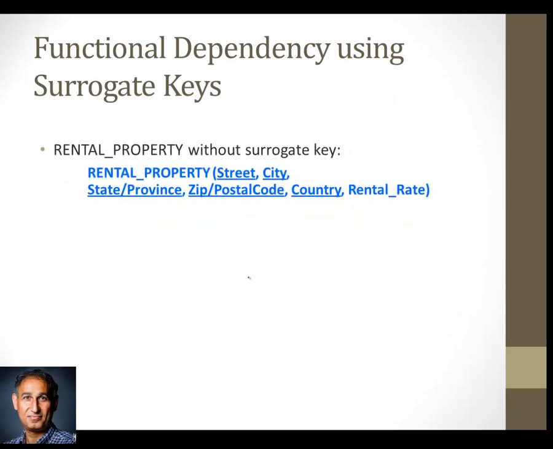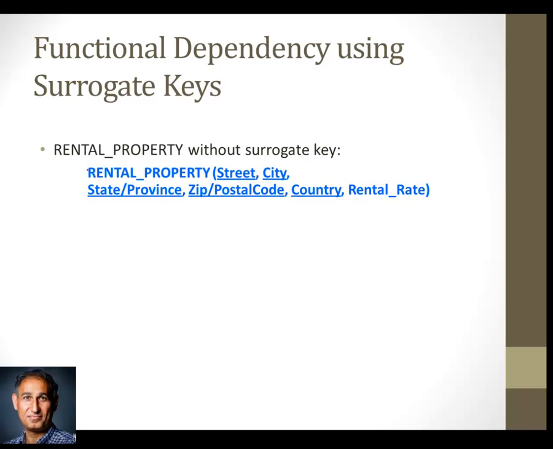In some situations, it's very hard to find a determinant that is unique and can determine all the attributes in the table. At that point, we can add a unique numeric attribute that can be used as a primary key. This type of key is called a surrogate key. A surrogate key is a primary key that has been added to determine other attributes in the table.